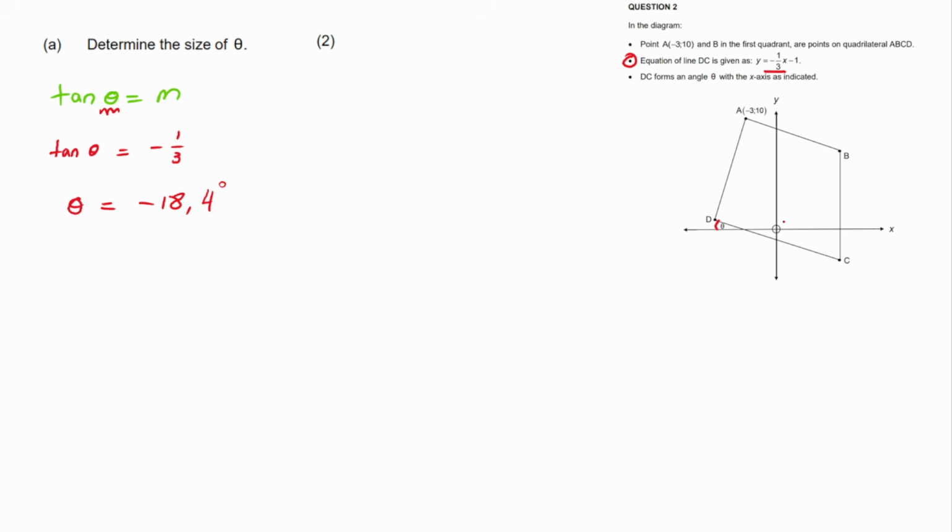The thing is, normally what we do is we measure theta this way, anti-clockwise. But you see here, we're measuring theta this way, clockwise. And because we're measuring it clockwise, that's why it has this negative in front. So our real answer is theta is equal to 18.4 degrees.